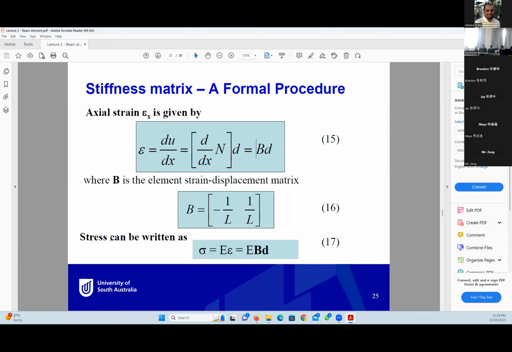And if we have the strain ready, we can get the stress. So the stress is equal to E times strain, E times epsilon. E is the Young modulus or elastic modulus, epsilon is the strain. If we substitute strain from equation 15, strain equals B times d. So to get the stress directly in a bar element, we have E times B times d, where E is the scalar elastic modulus, B is the strain displacement matrix, d is the displacement matrix.